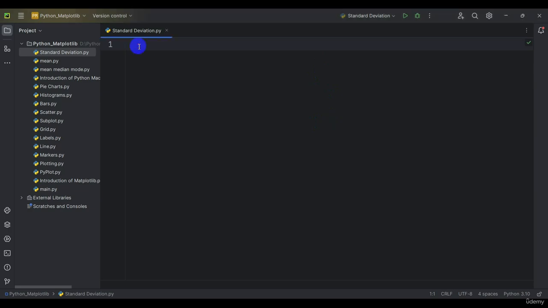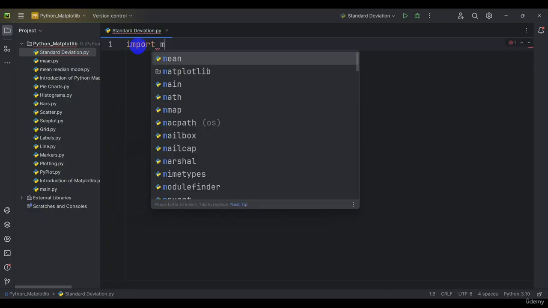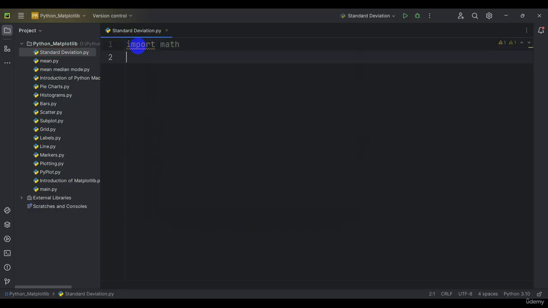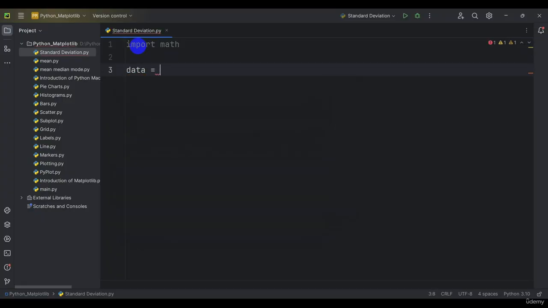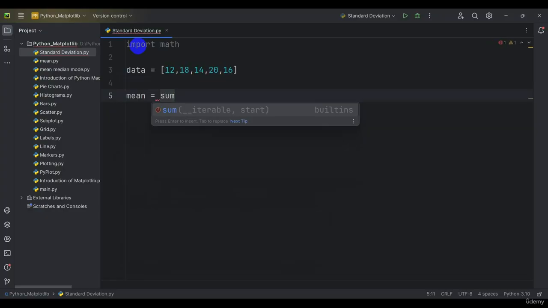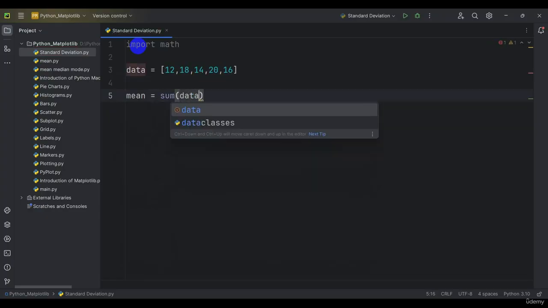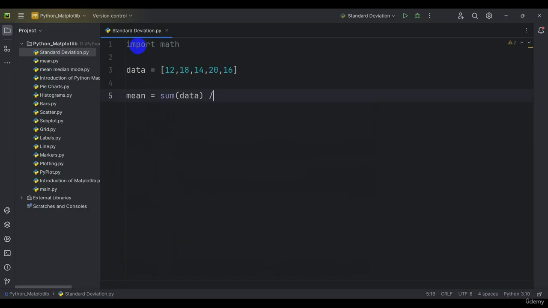First of all, I import math. Now I create the data equal to 12, 18, 14, 20 and 16. That's the data. Next step, I create the mean value, which is equal to the sum of the data divided by the length of the data.